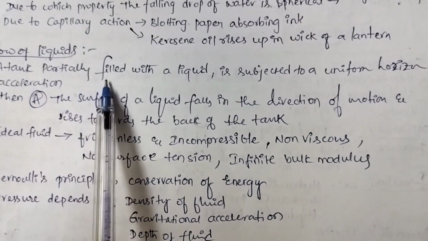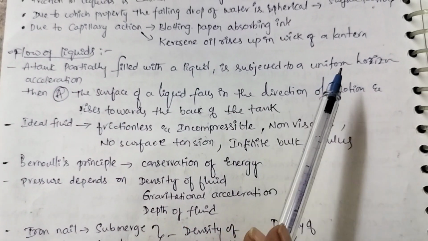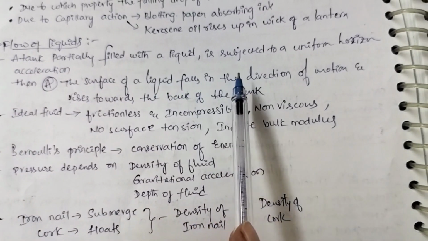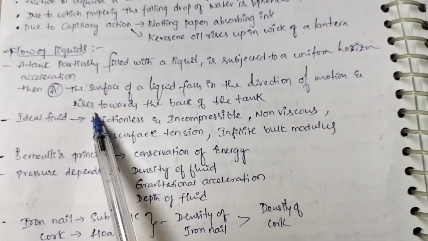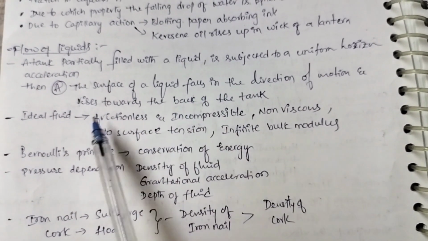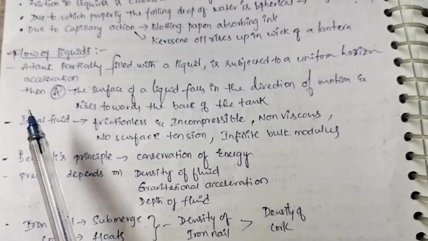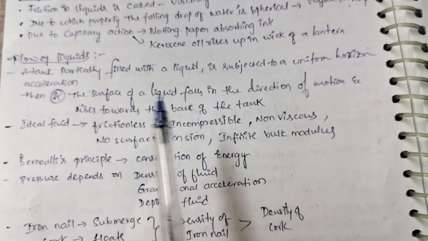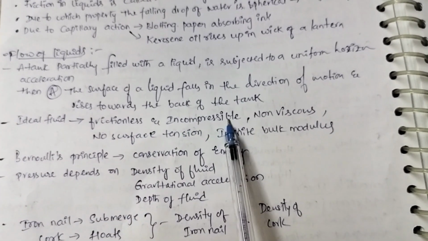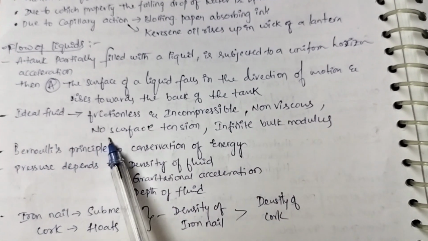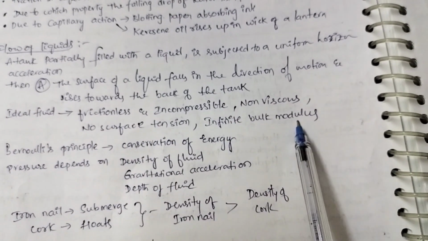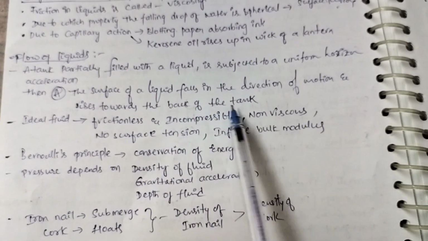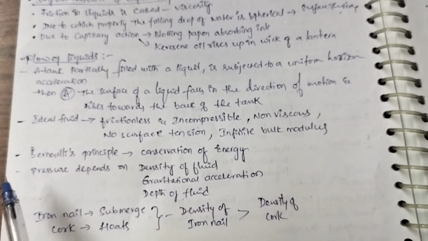In flow of liquids, a tank partially filled with a liquid is subjected to a uniform horizontal acceleration. Then the surface of the liquid falls in the direction of the motion and rises towards the back of the tank. What is an ideal fluid? Ideal fluid does not exist in nature. It is always frictionless, incompressible, non-viscous, with no surface tension and infinite bulk modulus. These are the features of an ideal fluid.